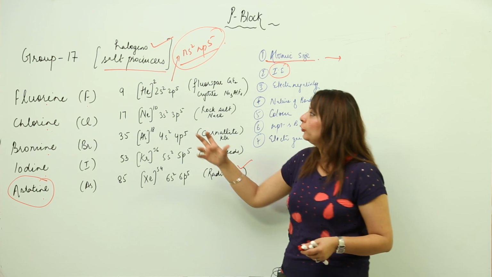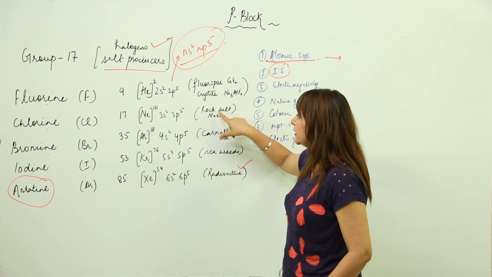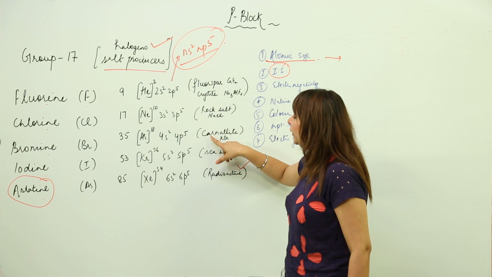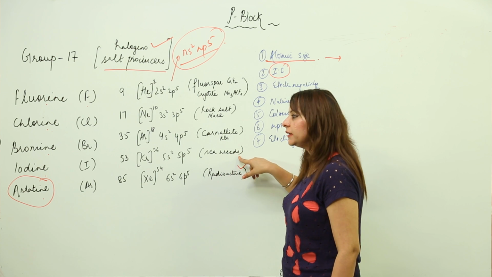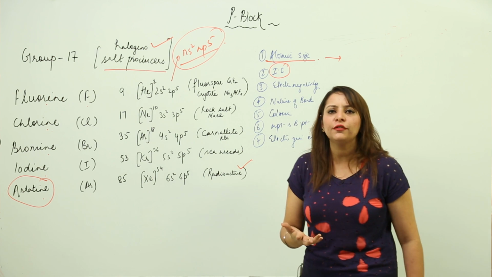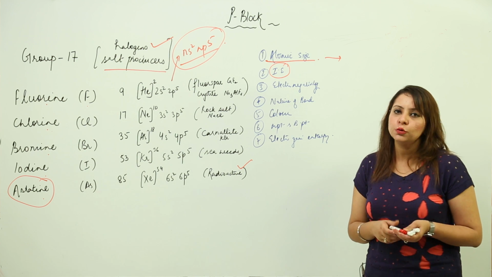So what is the form of fluorine? It exists as fluorspar and cryolite. Chlorine exists as rock salt, NaCl, bromine exists as a constituent of carnallite, that is KBr, iodine exists in seaweeds. About astatine, we are not aware of much chemistry because it is radioactive, that means it is difficult to handle.